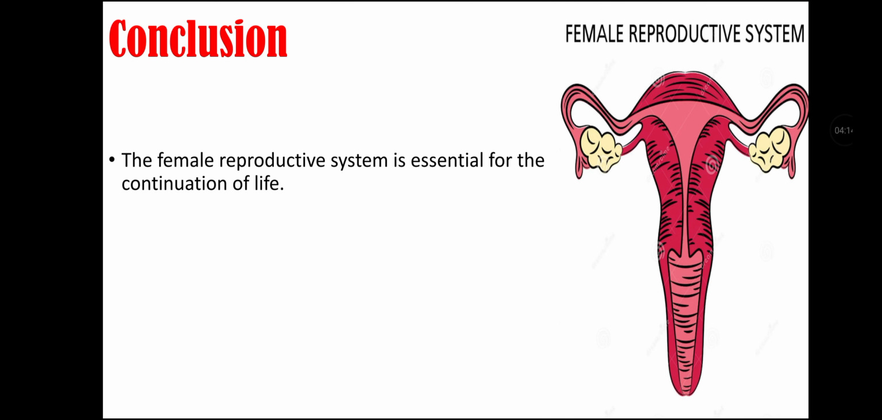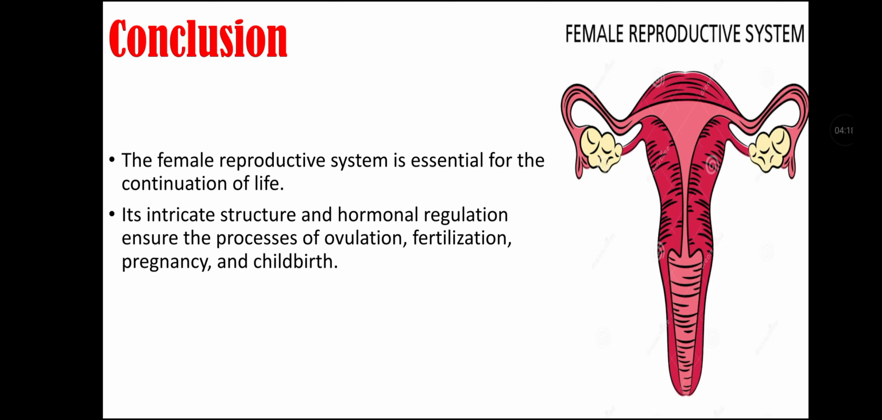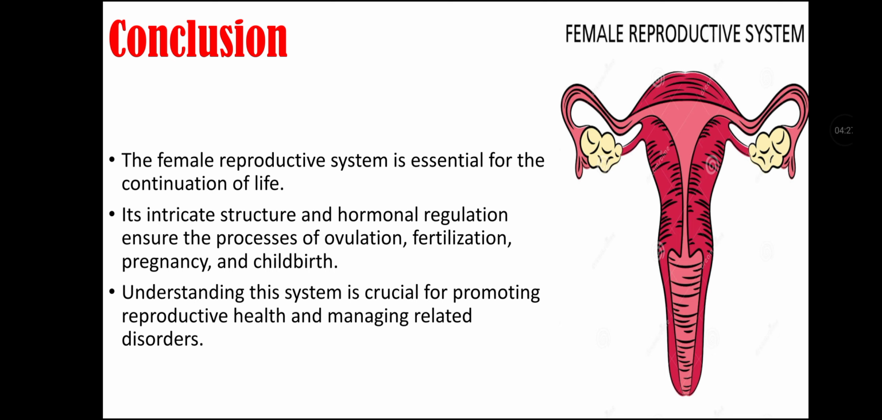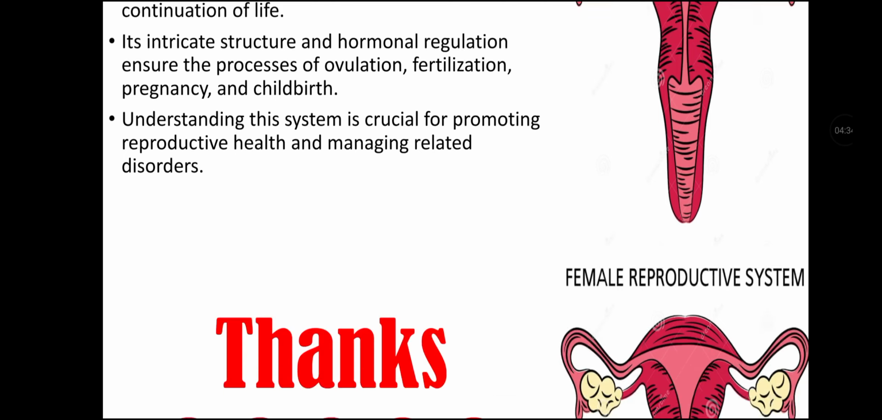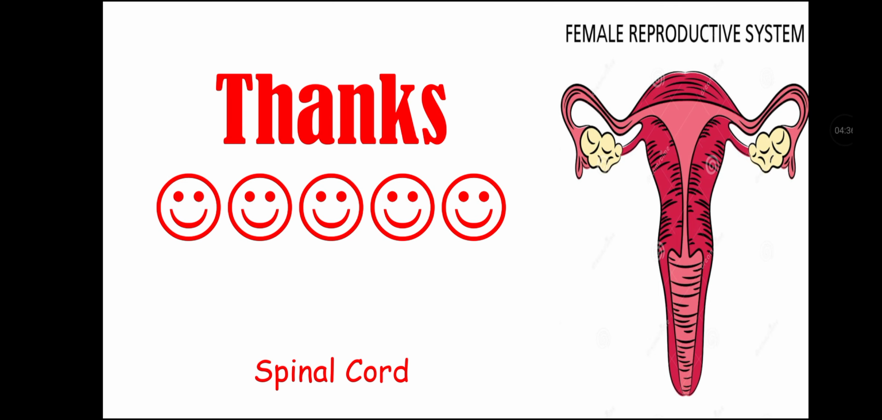Conclusion of this lecture video. Female reproductive system is essential for continuation of life. Its intricate structure and hormonal regulation ensure the process of ovulation, fertilization, pregnancy, and childbirth. Understanding this system is crucial for promoting reproductive health and managing related disorders. And this was all about female reproductive system.